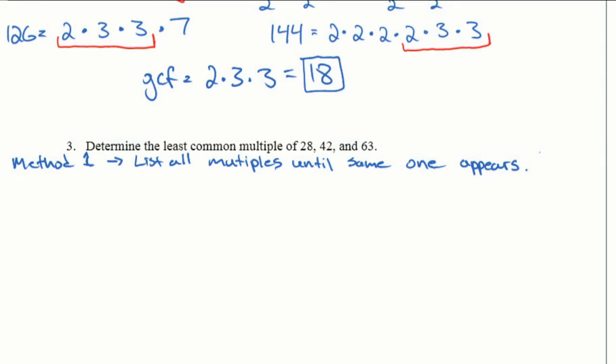What do I mean by that? Let's start with 28. Multiples of 28, what are they? If I go 28 times 2, I get 56. 28 times 3, I get 84. 28 times 4, 112. Times 5 is 140. I'm just plugging these into my calculator. 6, 168. Maybe we'll go up to like 200. 7 is 196.